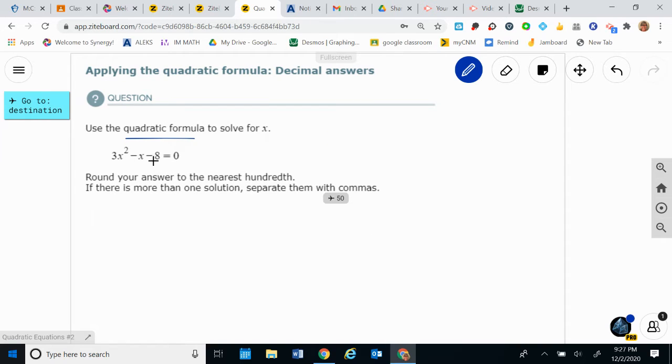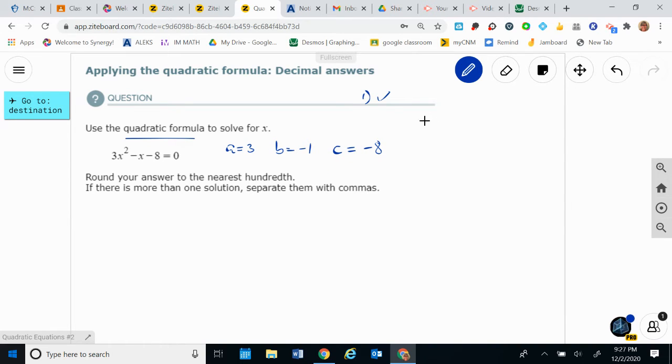All right, is it set equal to 0? Yes, it is. So that one is checked. Okay, and then it says the quadratic formula. So we're really not trying to do it any other way. So let's define our A. A equals 3, B equals -1, C equals -8.